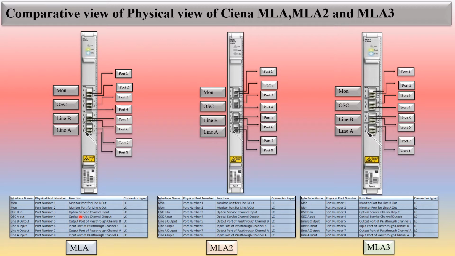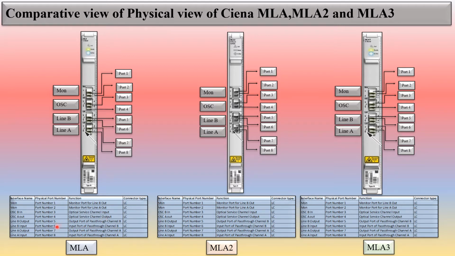Port number 1 is the monitor port for line B out, and port number 2 is the monitor port for line A out. Port number 3 is OSC B in, the optical service channel input, and port number 4 is OSC A out, the optical service channel output.